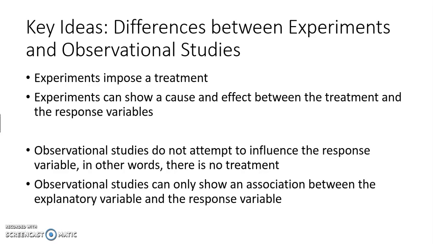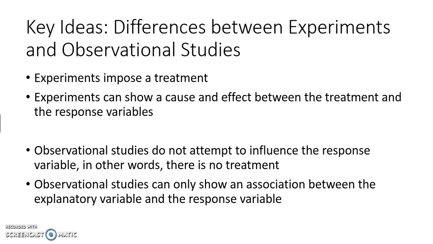Let's summarize today's lesson with key ideas. Differences between experiments and observational studies. Experiments impose a treatment. Remember, a treatment is a condition being applied to the experimental units or the subjects. Experiments can also show cause and effect between the treatment, which we can also think of as an explanatory variable, and the response variable. On the other hand, observational studies do not attempt to influence the response variable.